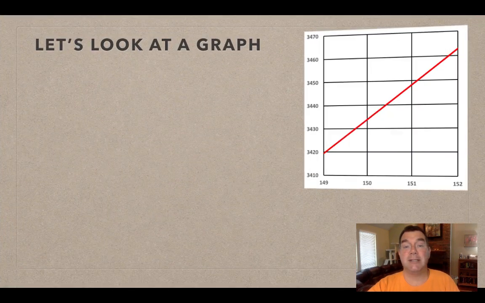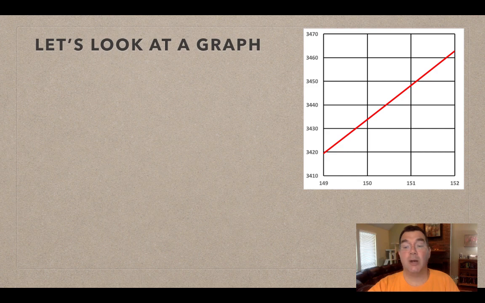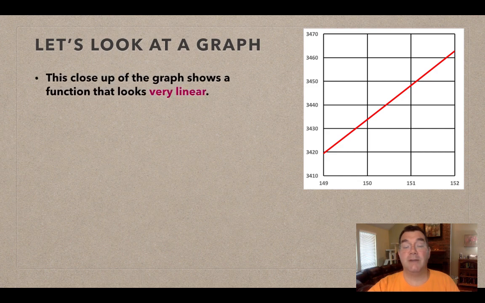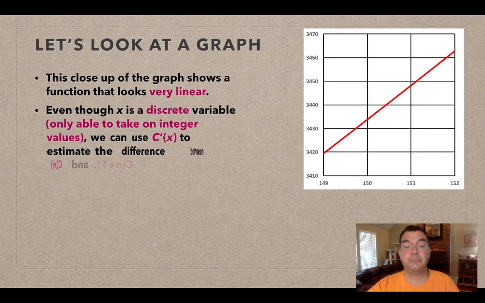So let's look at the graph and see why it is such a good estimate. So what I've done is I've zoomed in on the graph. Remember, it was cubic, but when I zoom in this much, letting my x only go from 149 to 152 items, and letting my cost go from 3,410 to 3,470, it looks very, very linear.